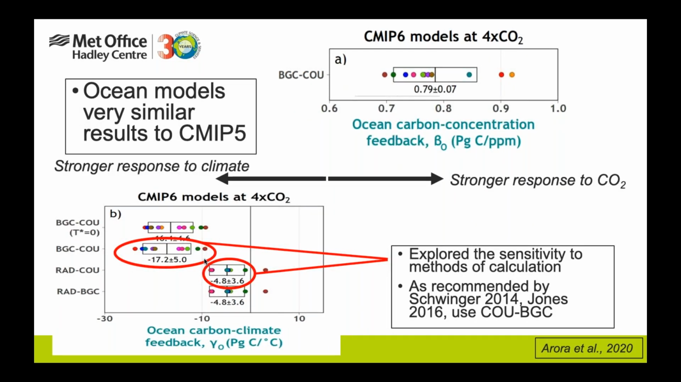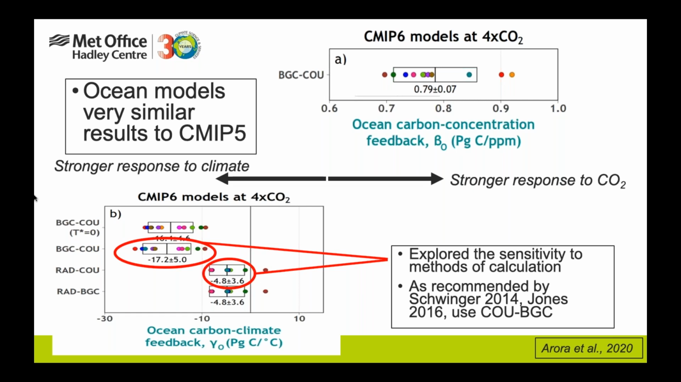Okay, if we have a look at the ocean, the same plots now, but these are the ocean response to CO2 and climate. The ocean response to CO2 is actually very similar to CMIP5, and similarly the ocean response to climate is very similar to CMIP5 as well. What we've done in the paper is explore the sensitivity of these numbers to calculating them by different methods. As we talked about before, you can hold different parts of the system fixed, so you can vary just the CO2 or just the climate or both, and you can diagnose the beta and gamma terms by different pairs of runs.